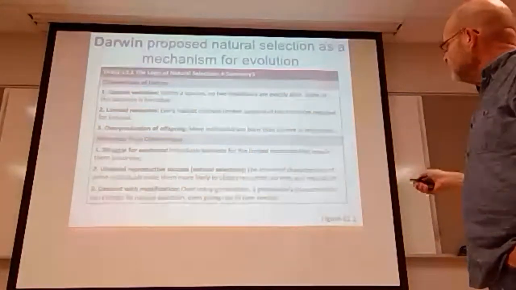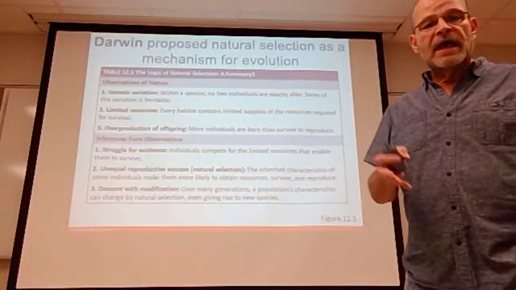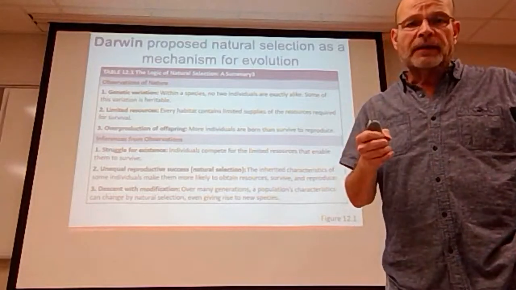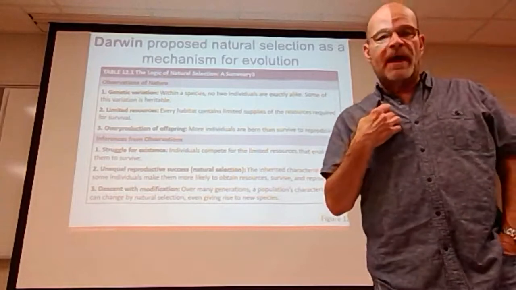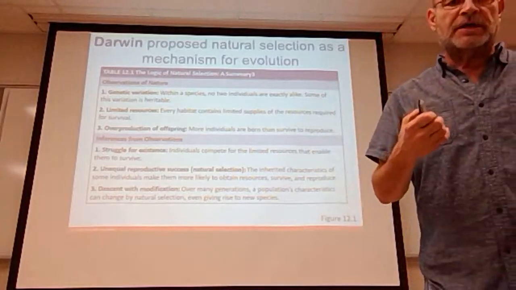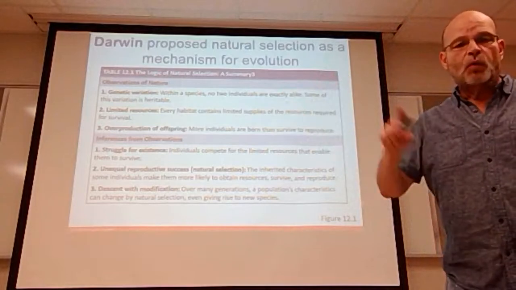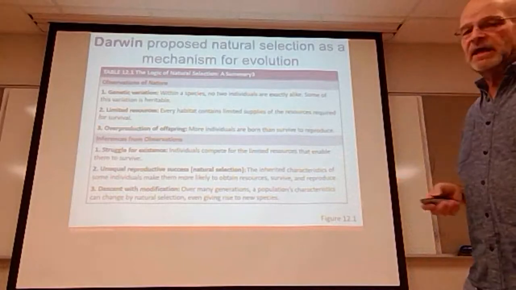The inferences. There is a struggle for existence. Individuals have to, there's an old saying, you've got to look out for number one. So that's the struggle for existence. I want to pass my genes on to the next generation, but so does that fella and that fella and that fella. How well are we going to do that? That's the struggle. Unequal reproductive success.